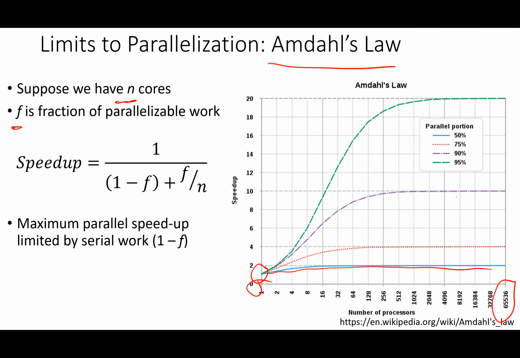If 95% of your program can be made parallel, then you can get to higher numbers. You can get all the way up to 20x. But it's hard to get really huge speed ups. If you say, well, maybe I could have, like, in this case, 65,000 CPUs, what speed up could I get? Even if 95% of your code can be made parallel, you're still only going to get 20x. It's really, really hard to get these gigantic speed ups.